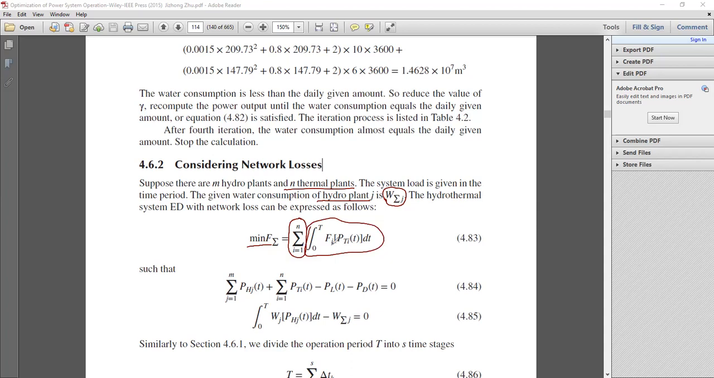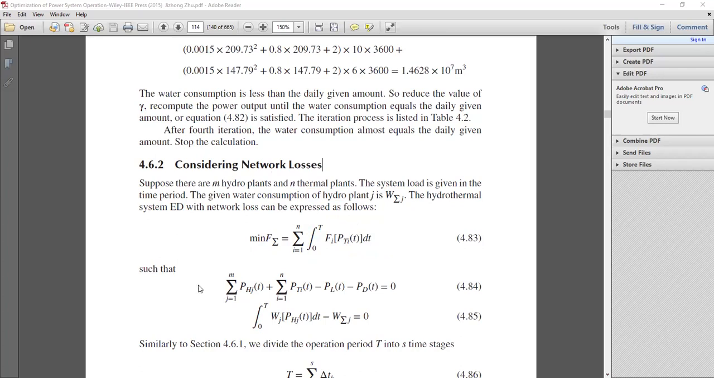Simply the additive part, what we add here is Fi and Pti, where i is the index for the thermal units, specific thermal units. This is because we are considering more than one thermal unit here, and also more than one hydro unit as well. So this is the objective, and then you have the constraints, equality constraints again.